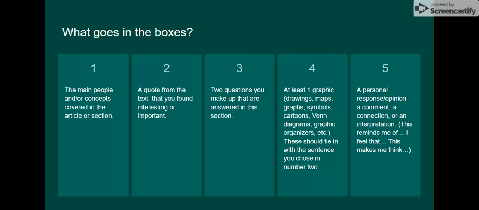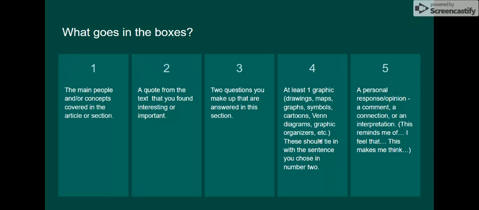A quote that you found interesting or important. I know social studies is boring, so none of it's interesting, but what you're going to put in there is something you found important to understand the story. Then you're going to put in a couple of questions you make up. Just like with Cornell Notes you've done, you make up your own questions because that helps you understand what you read. Make the questions important, about the important parts of the article. Don't say, how tall was George Washington? It doesn't matter. Make an important comprehension question.